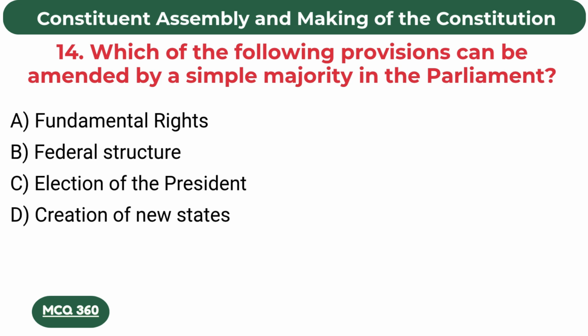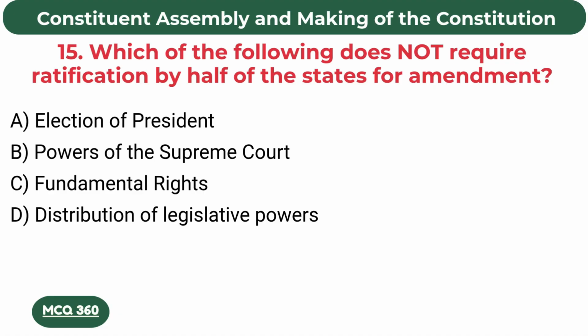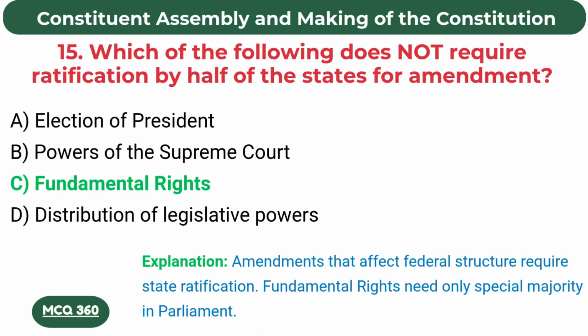Which of the following provisions can be amended by a simple majority in Parliament? Creation of new states. Which of the following does not require ratification by half of the states for amendment? Fundamental rights. Amendments that affect the federal structure require state ratification. Fundamental rights need only a special majority in Parliament.